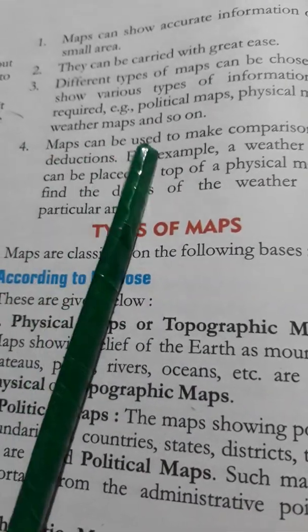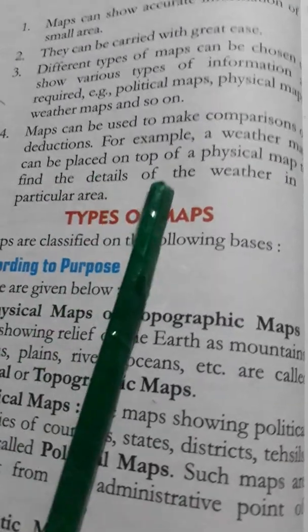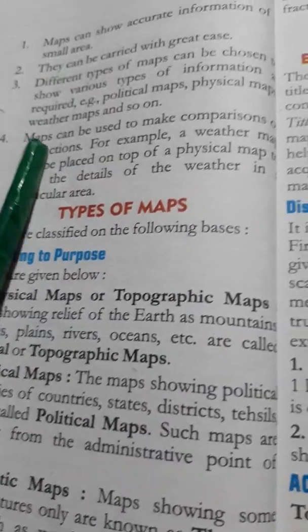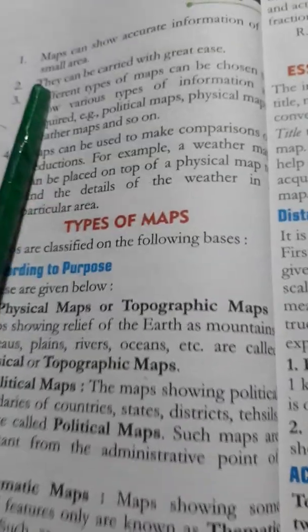4, maps can be used to make comparisons or deductions. For example, a weather map can be placed on top of a physical map to find the details of the weather in a particular area. So these are the 4 advantages of maps. Go through them.